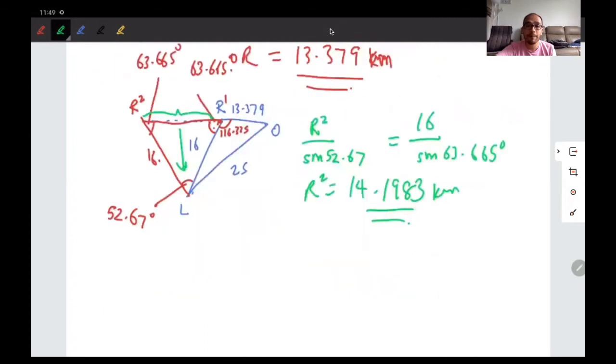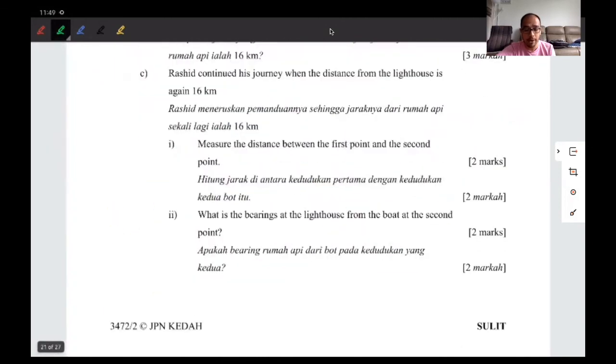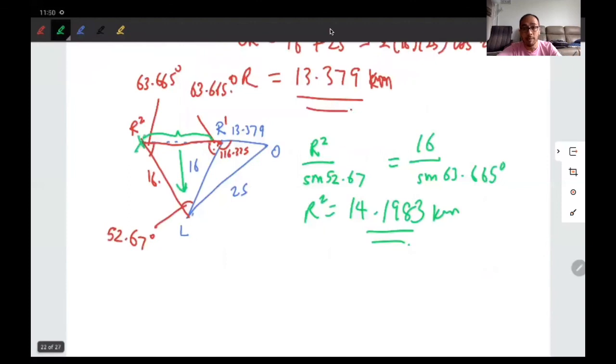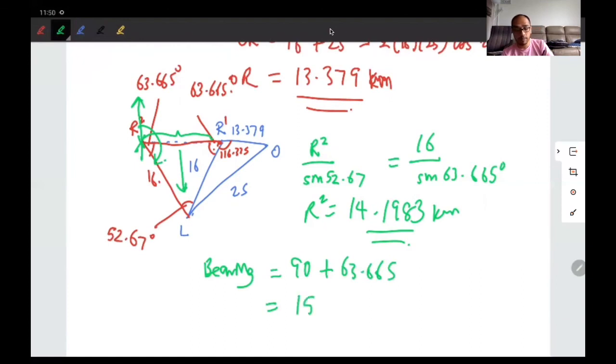Let me comment later. So what is the bearing of the lighthouse from the boat at the second point? The boat at the second point is here, but I want the bearing, so the bearing cannot be 63.665. The bearing must always be counted from north, so all the way here. So it's 90 plus 63.665, which is 153.665 degrees. That's how you would answer this question.